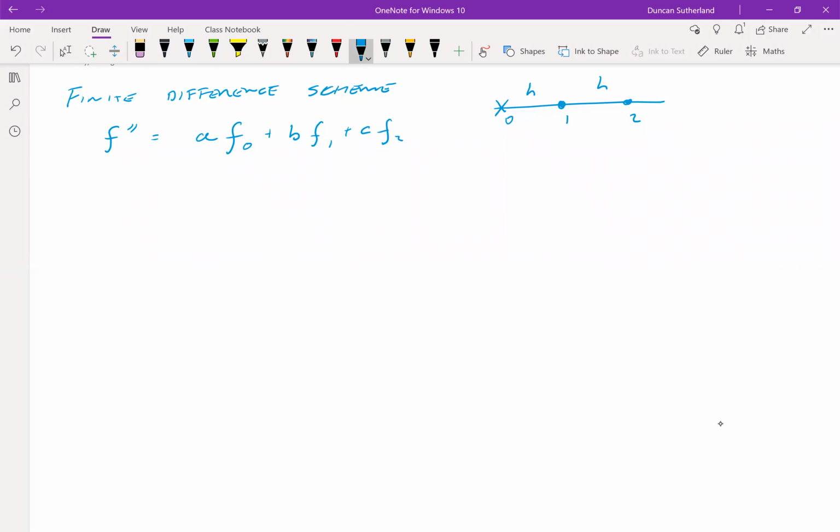All right, so we're going to have a look at this finite difference scheme. We're going to derive the values of the coefficients A, B, and C. It's a 3-point scheme for the second derivative, and it's a forward scheme. So we're using points to the right of 0 to try and determine the coefficients.